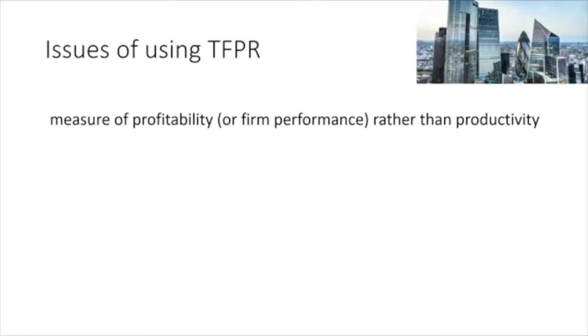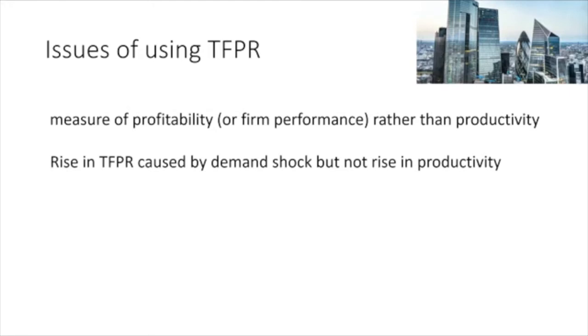Secondly, a rise in TFPR caused by a rise in firm sales can be caused by a rise in demand but not a fall in input costs. So the rise in TFPR is not caused by higher productivity or technology efficiency. Sometimes this is not distinguished in some poor countries, so there is overestimation of the evolution in firms' productivity.